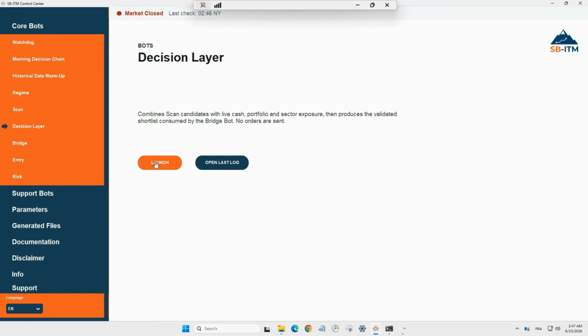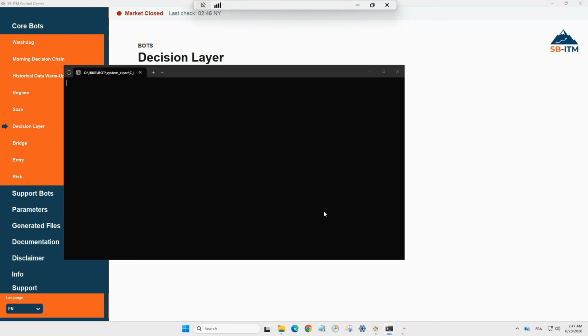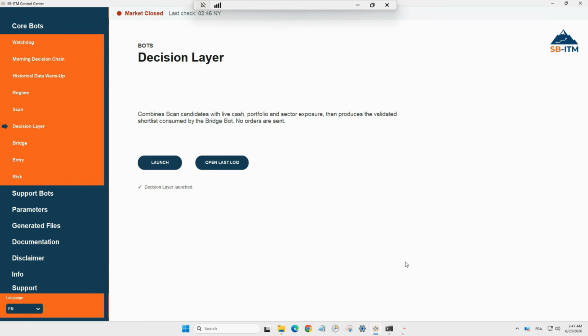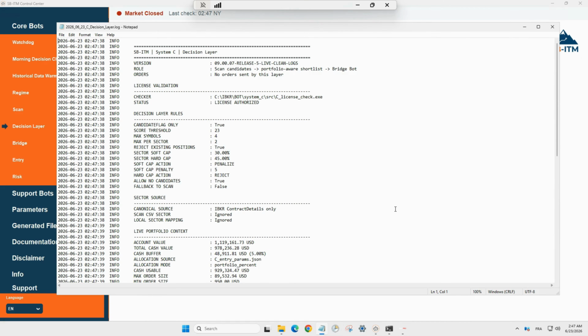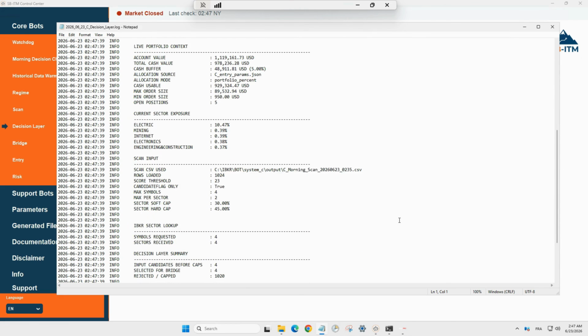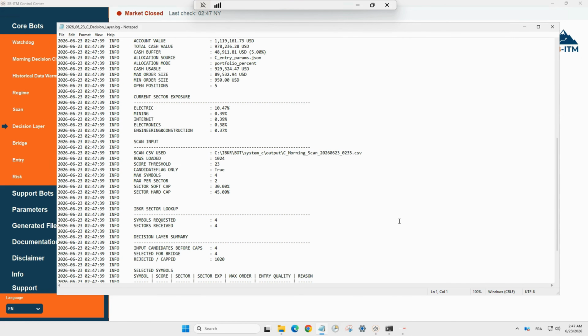The decision layer now takes the scan results and applies portfolio-aware selection rules. It does not send orders. Its role is to refine the shortlist by checking the score threshold, the current portfolio context, open positions, and sector exposure. At the end of this step, the only candidates that remain valid for the next stage are written to the decision output.